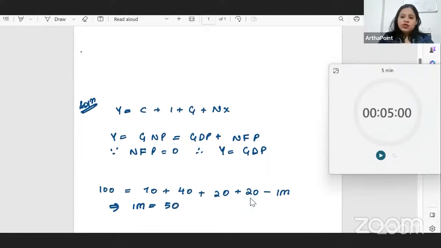So beta, we know the basic formula that Y is equal to C plus I plus G plus NX.